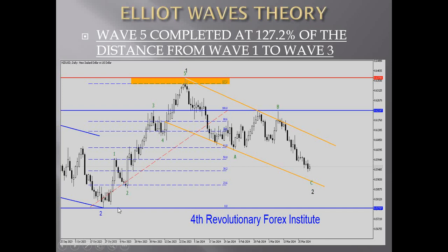So you put your 0 at the start of wave 1. This is the start of wave 1. This is the end of wave 1. You put your 0 at the start of wave 1, and then you put your hundreds at the end of wave 3. And then you find 127.2% of the distance. So you can see that wave 5 was completed exactly at 127.2% of the distance from wave 1 to wave 3.